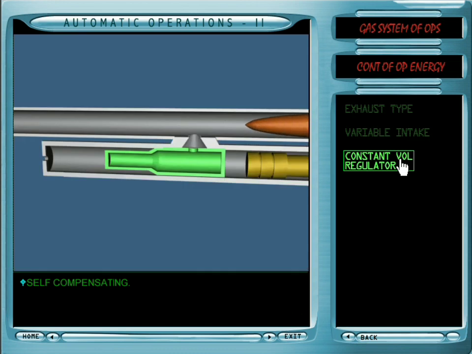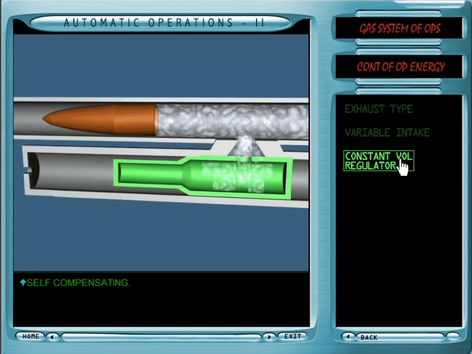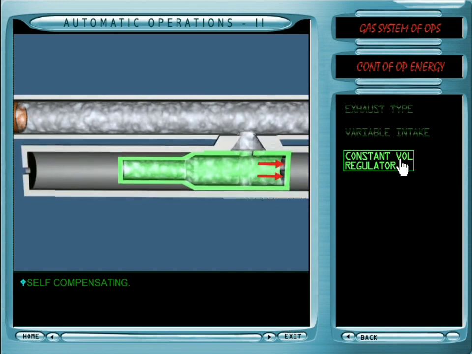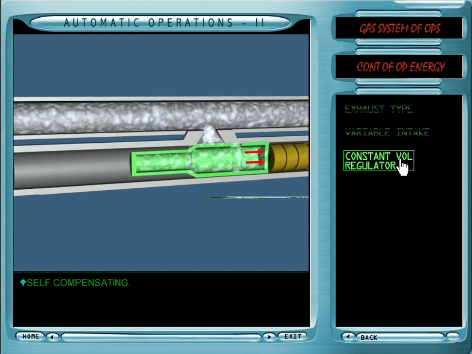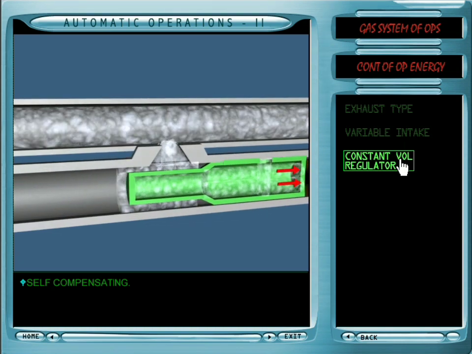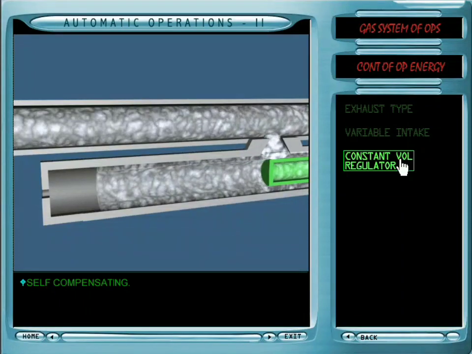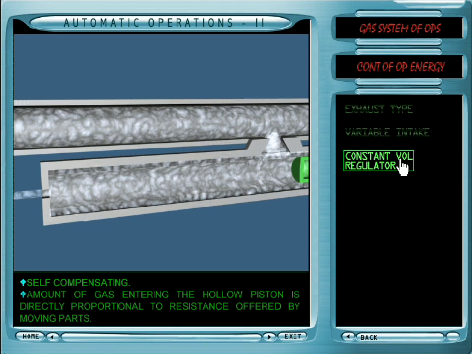Constant volume gas regulator. In the constant volume gas regulator, the gas enters a hollow piston and expands into the gas cylinder. In doing so, it forces the hollow piston against the operating rod, which is attached to the bolt. As it moves backward, the supply of gas to the hollow piston is cut off. The amount of gas which enters depends on the resistance to motion of the piston and the operating rod. Theoretically, as resistance increases, more gas is able to enter the piston so that there is more power available to operate the weapon.